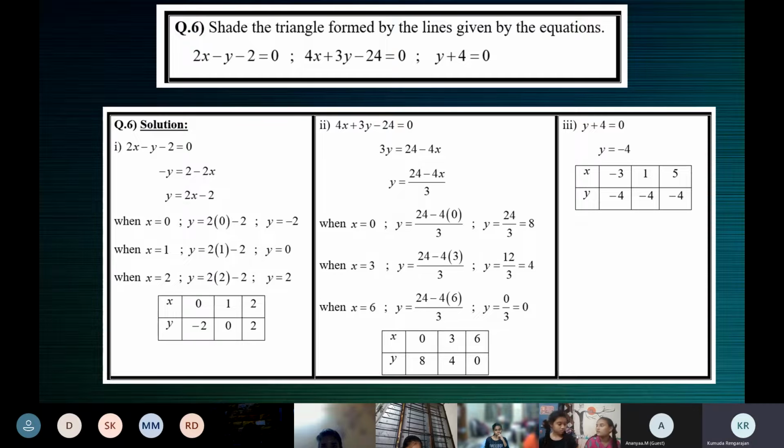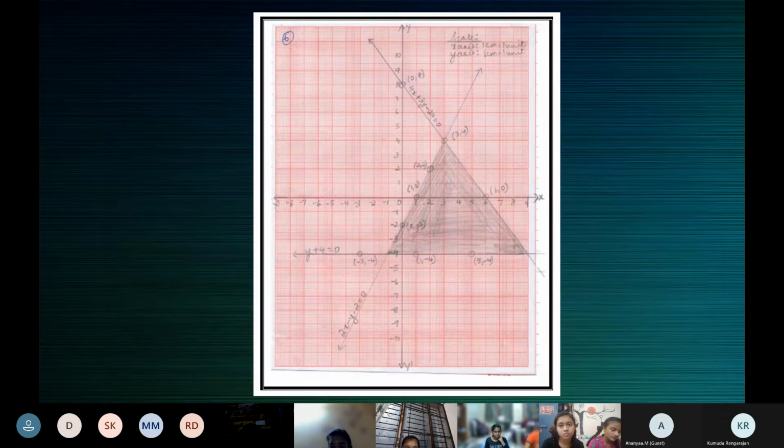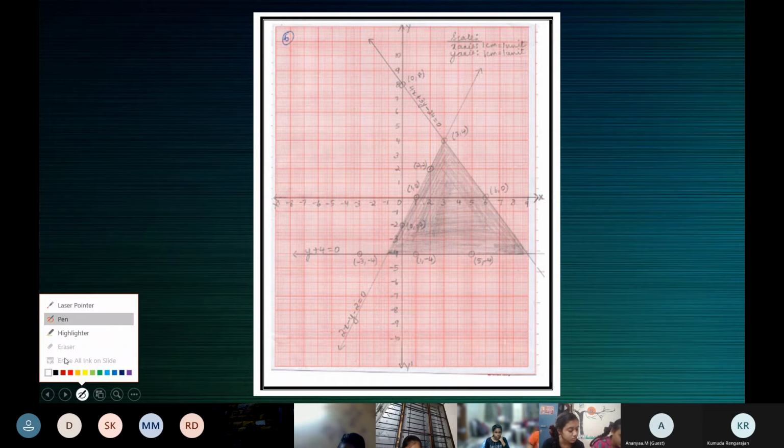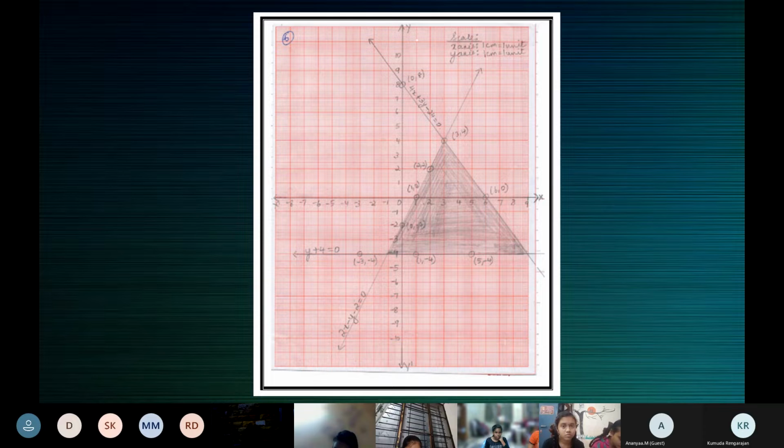You don't have to get the same points, but like this it will be. So you can see the scale. I've written the equation. These are the equations here. All the points plotted.